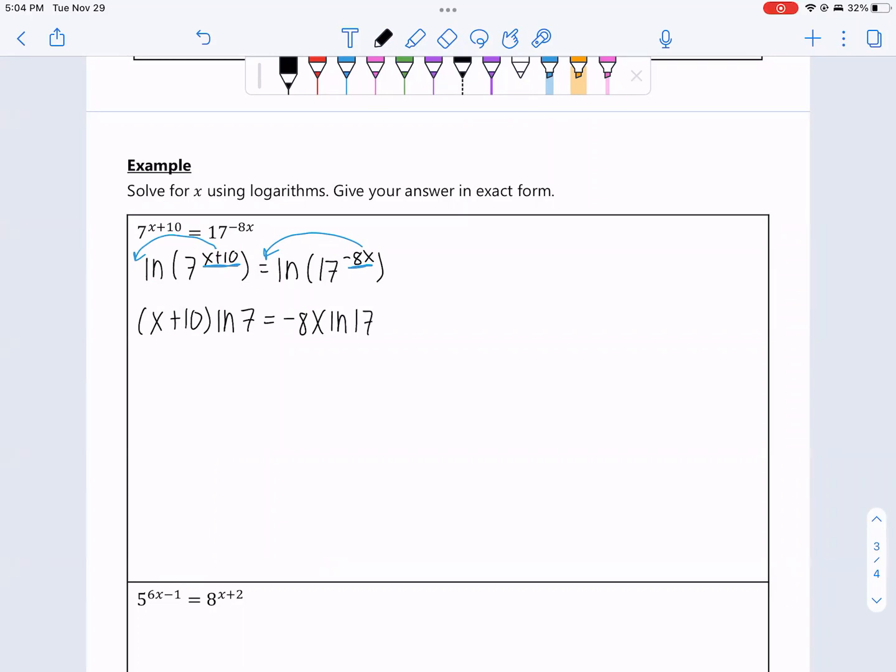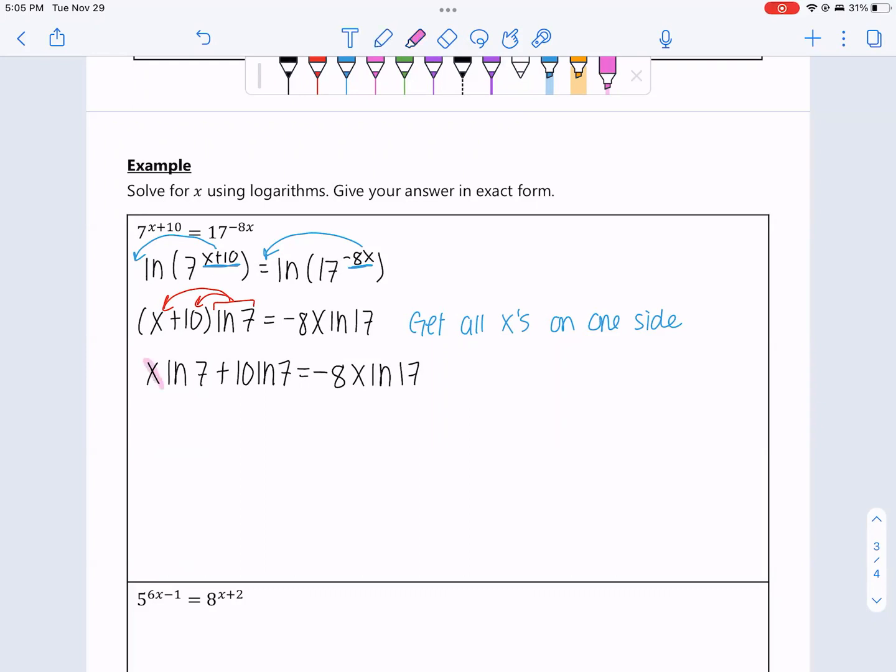My goal is to get all of the x's on one side. So anything that has an x in it is going to come to one side. Everything else is going to go to the other. In order to do that, I'm going to need to take this ln 7 and distribute it to both terms. So we get x ln 7 plus 10 ln 7 is equal to negative 8x ln 17.